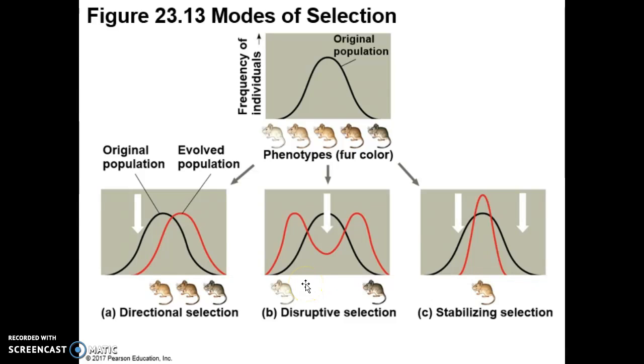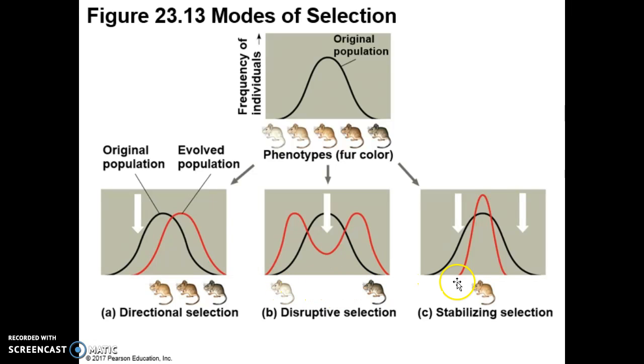Disruptive selection, the way I like to describe this, is the freaks take over. It's good to be white or it's good to be really dark. In the middle, you stand out. So maybe we've got a habitat where there's some really white sand and some rocks. So these guys are camouflaged, these guys are camouflaged. If you're in the middle, you stick out. So the population becomes white and black with no in between.